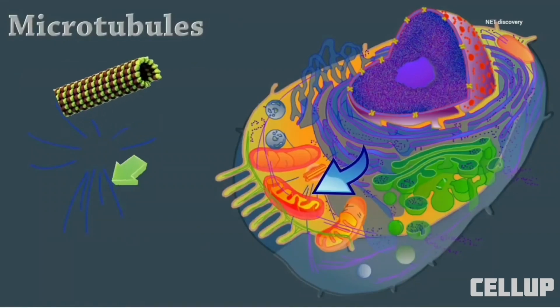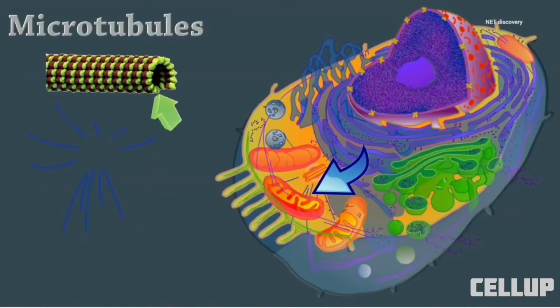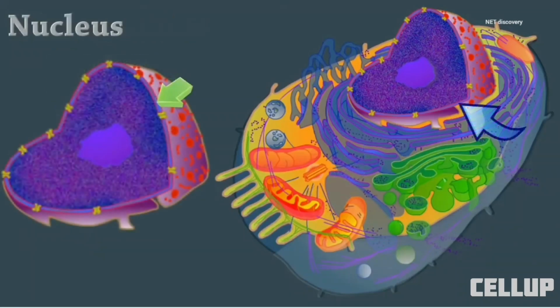Microtubules are cylindrical structures made of tubulin proteins. They support the cell and give it shape. They're involved in intracellular and cellular movements and form centrioles. Finally, every cell contains a nucleus.